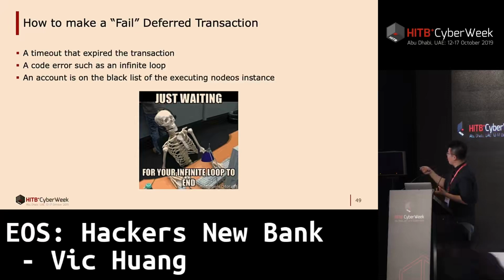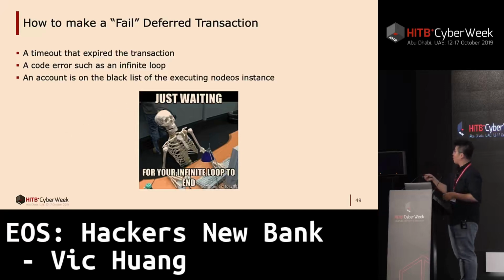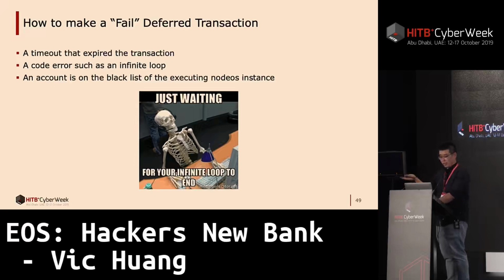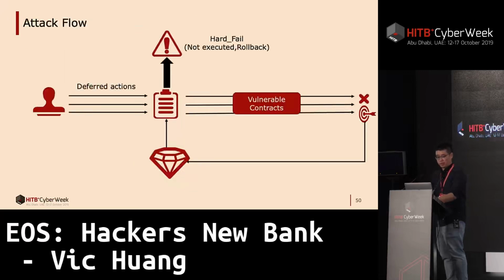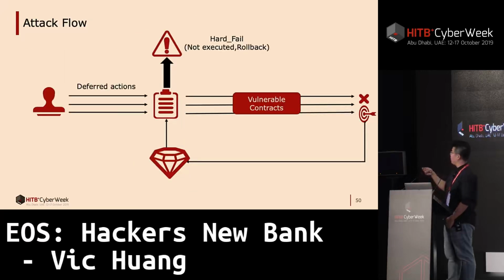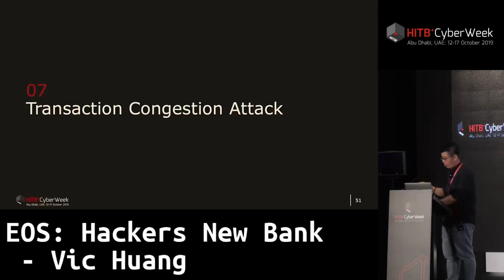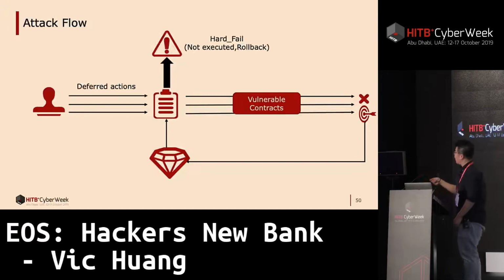Next is the code error. A code error is when you write an infinite loop in the transaction. When the block producer sees the infinite loop, it will directly reject your deferred actions, and so on. In these ways you can make hard-failed deferred transactions. So how do we use the hard fail to proceed with the attack?